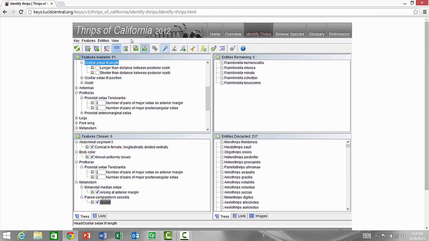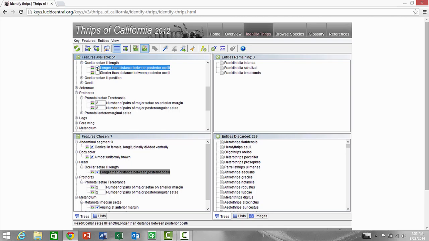And the choices are longer than distance between posterior ocelli. Here's the posterior ocelli. And you have to be very careful because you're looking at this necessarily from up and down. But it's very obvious that the length is longer than this length. This is the third ocelli. So it's quite obvious that it's longer than distance between posterior ocelli. We're going to choose that. And you'll see we're down to three Frankliniella.